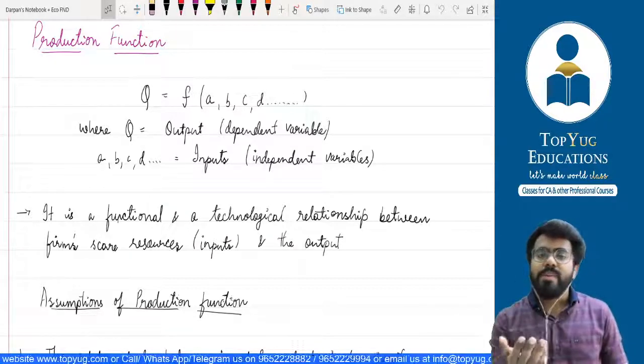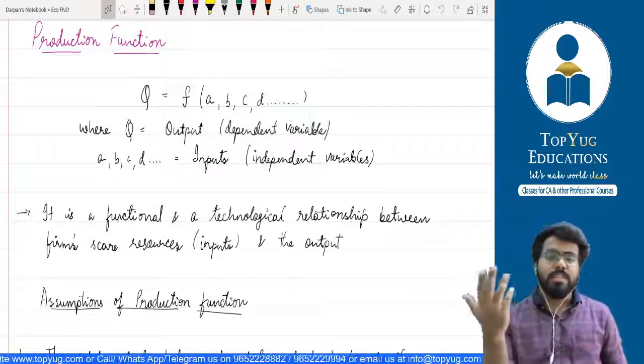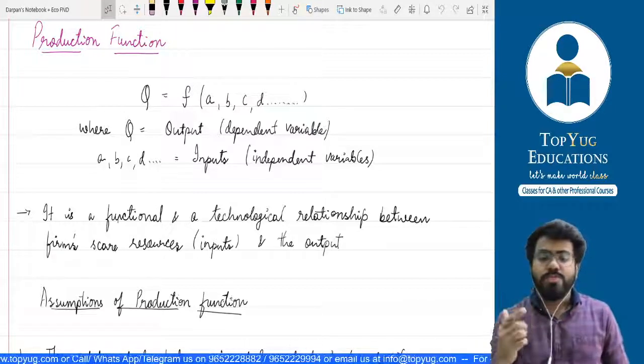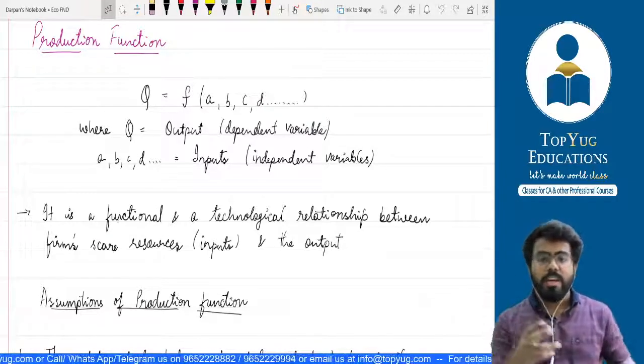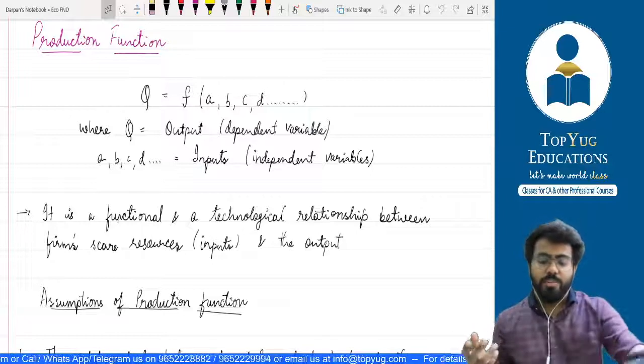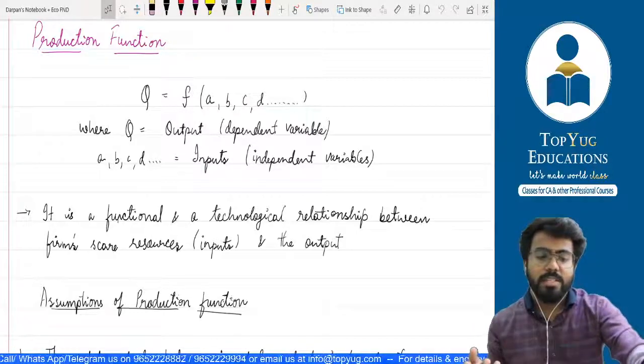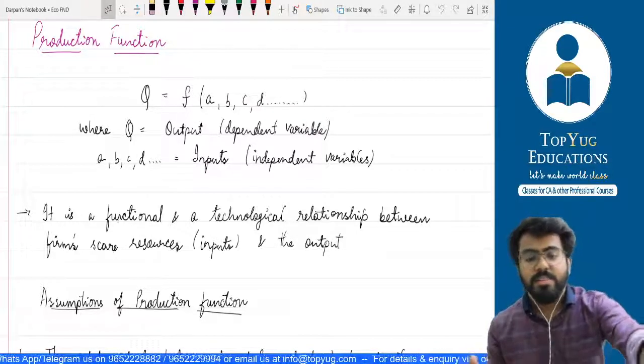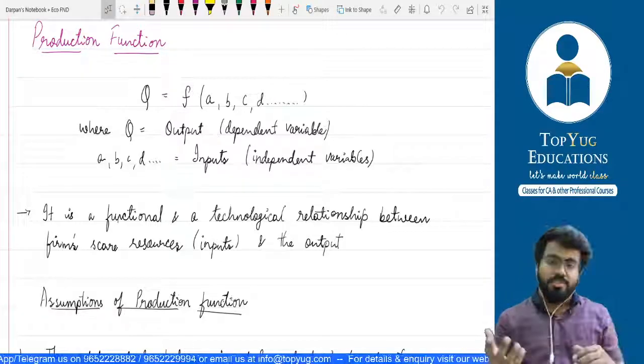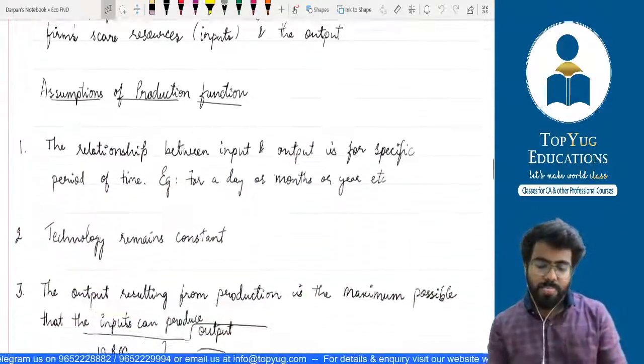Inputs, which are independent variables, are being shown by A, B, C, D, and so on, right? So Q is a function of A, B, C, D, that is, output is a function of inputs, correct? And then what did we see? We defined it by saying it is a functional and technological relationship between inputs and outputs, right?